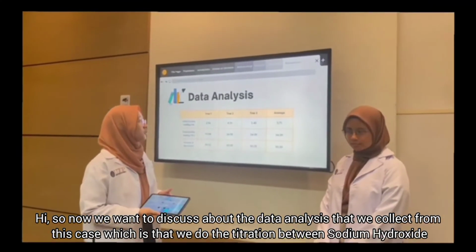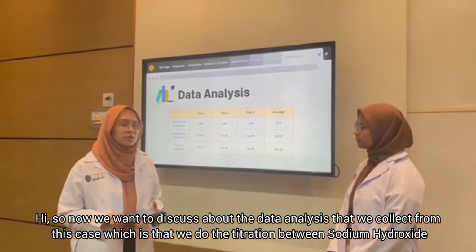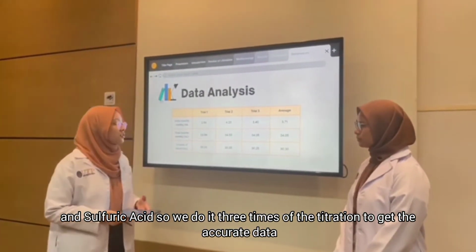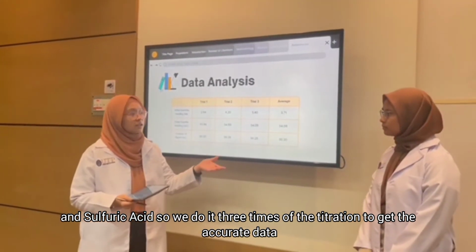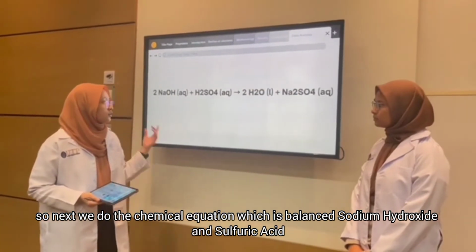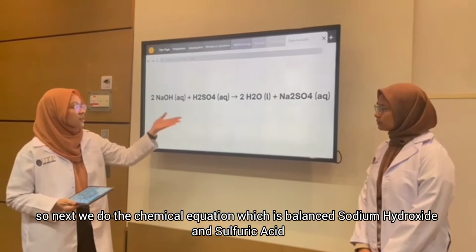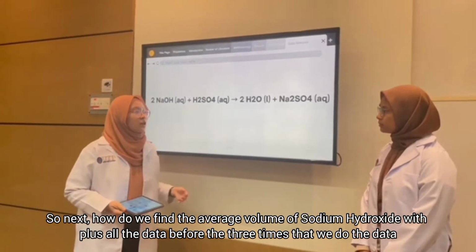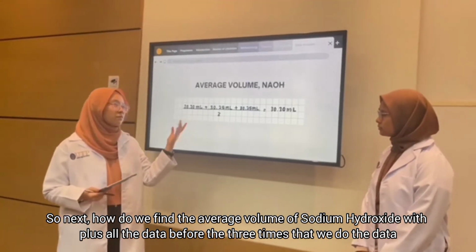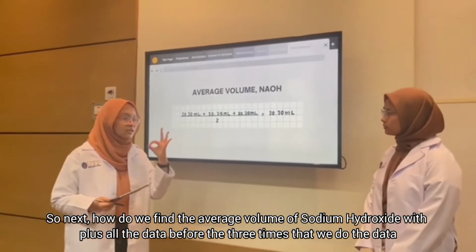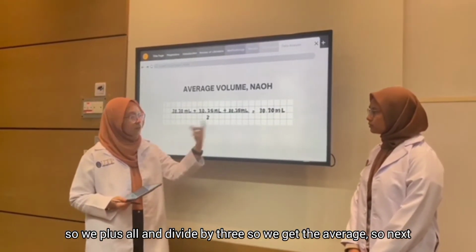Hi, so now we want to discuss the data analysis that we collected from this case, which is the titration between sodium hydroxide and sulfuric acid. So we did the titration three times to get accurate data. Next, we do the chemical equation, which is to balance sodium hydroxide and sulfuric acid. Next, how do we find the average volume of sodium hydroxide? We add all the data from the three times that we did the titration, and divide by 3. So we get the average one.